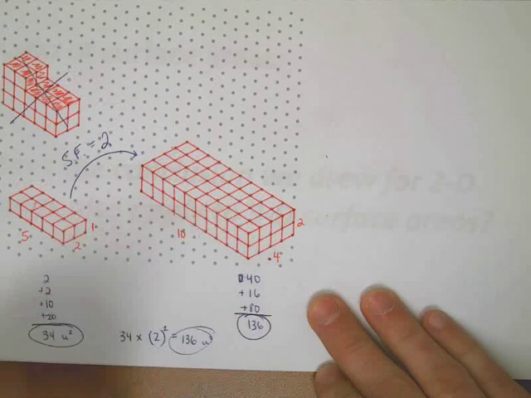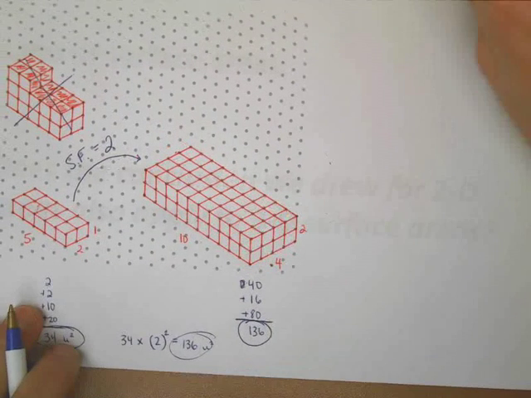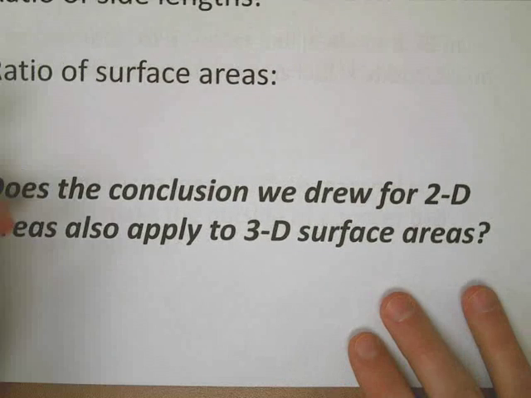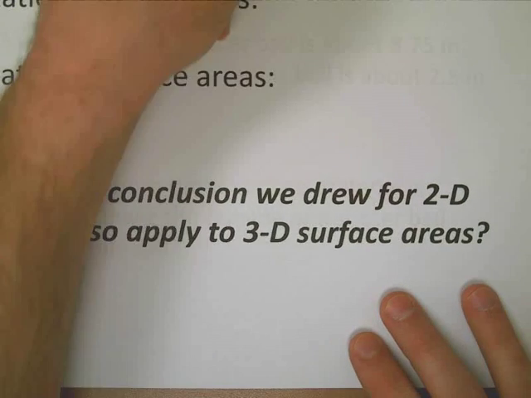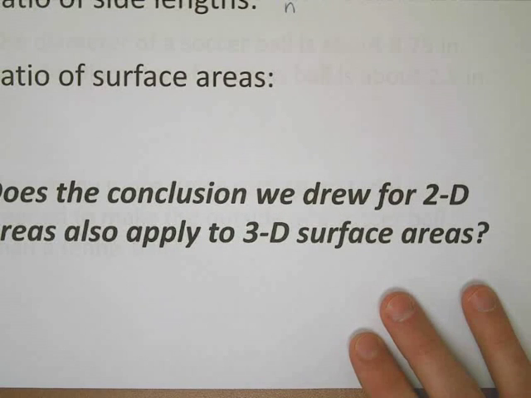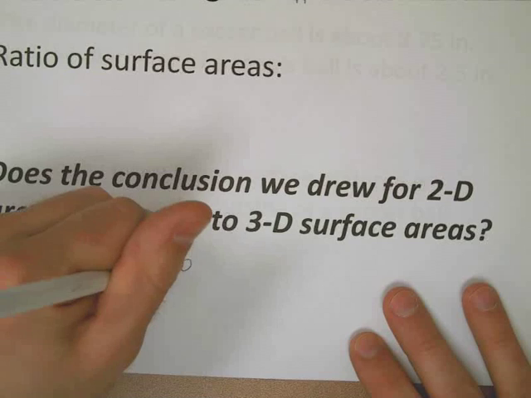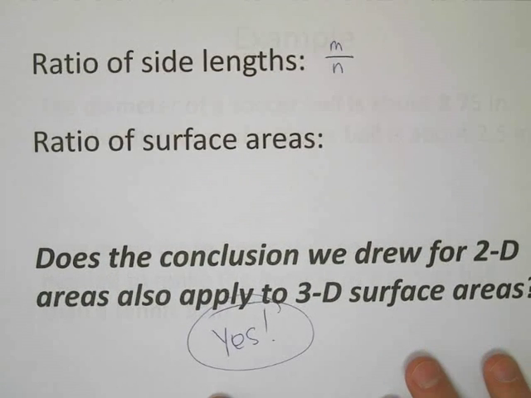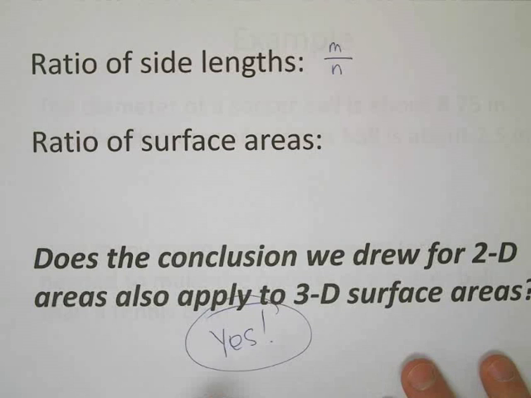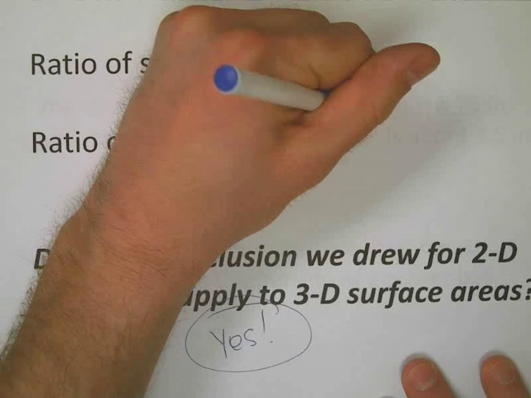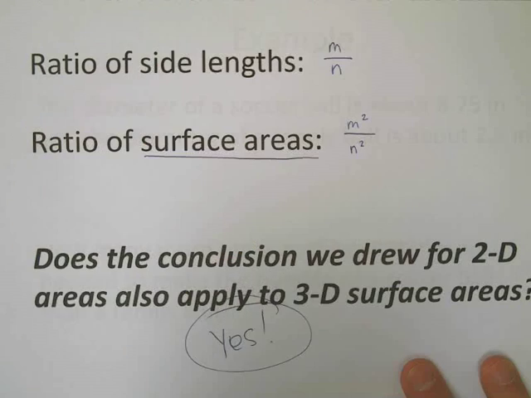So, the conclusion that we can draw is this. If we know the ratio of side lengths, let's say that it's m to n, then we can conclude, yes, we can conclude, well, shoot, I'm not even writing where you can see it. If the ratio of side lengths is m to n, it turns out that even the ratio of the surface areas is m squared to n squared.